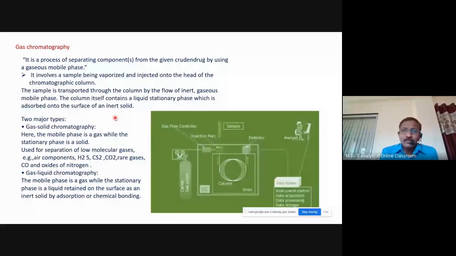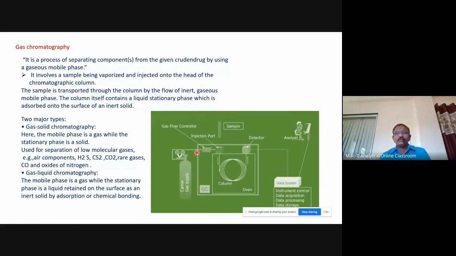So it is a process of separating components from the given crude drugs by using a gaseous mobile phase. In this case, mostly the sample is vaporized and injected at the head of the chromatographic column, and then the sample is transported through the column. This is the injection port, this is the gas flow, these are the gases. Mostly the column itself contains a liquid stationary phase, which is adsorbed on the surface of an inert solid material. So mostly it involves gas solid chromatography and gas liquid chromatography.